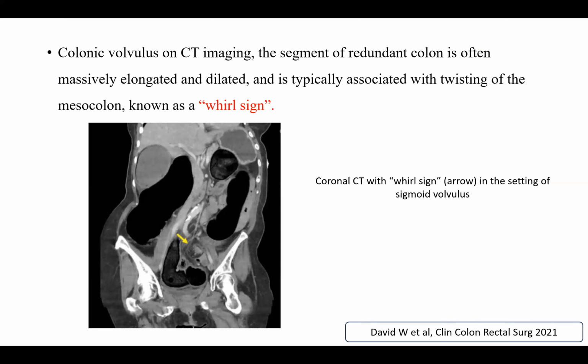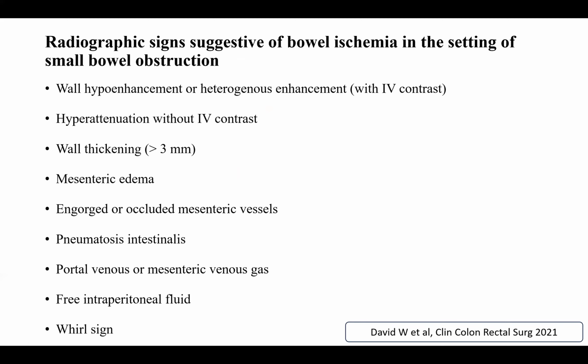In colonic volvulus, you can see a whirl sign: the segment of redundant colon is elongated and dilated, associated with twisting of the mesocolon. Radiographic signs suggesting bowel ischemia are wall hypoenhancement or heterogeneous enhancement with IV contrast, hyperattenuation without IV contrast, wall thickening greater than 3 mm, mesenteric edema, engorged or occluded mesenteric vessels, pneumatosis intestinalis, portal venous or mesenteric venous gas, free intraperitoneal fluid, and the whirl sign.